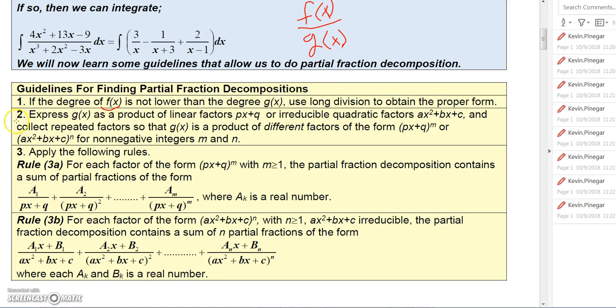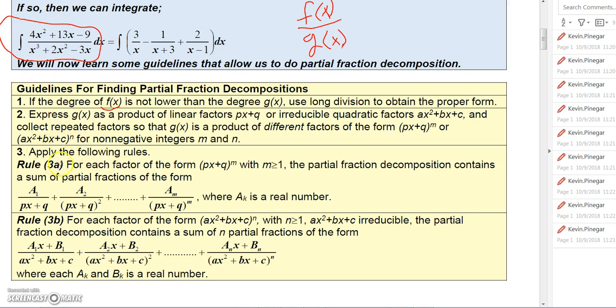Okay, but let's assume that the degree of the numerator is lower than the degree of the denominator like we had here. So here we can't use long division to simplify that. So let's see what we would do in that case, where the degree of the numerator is lower than the degree of the denominator.